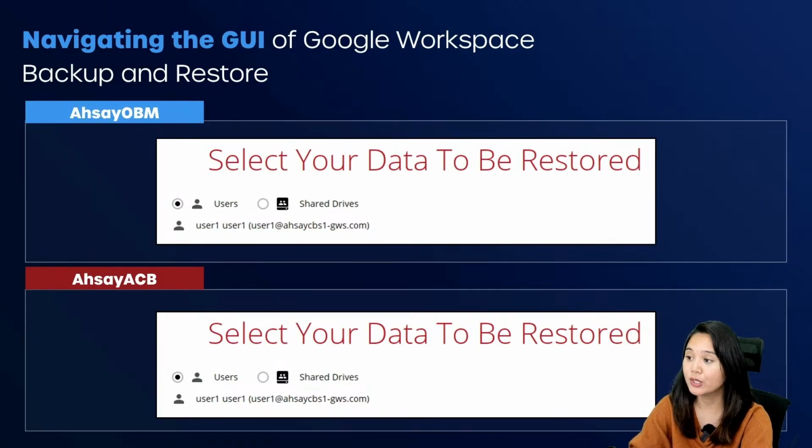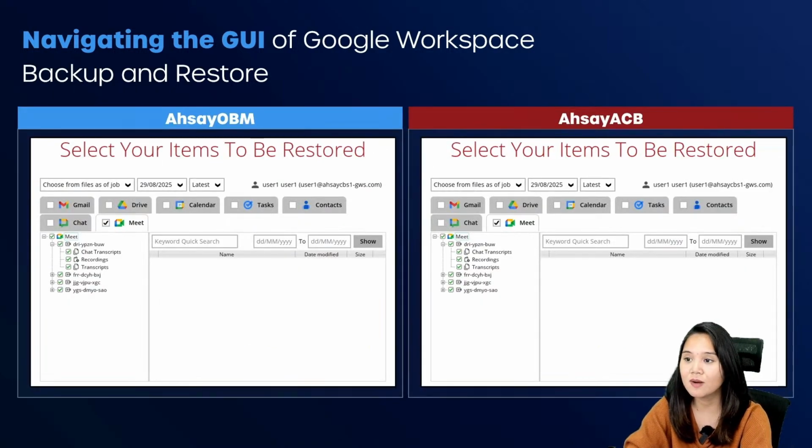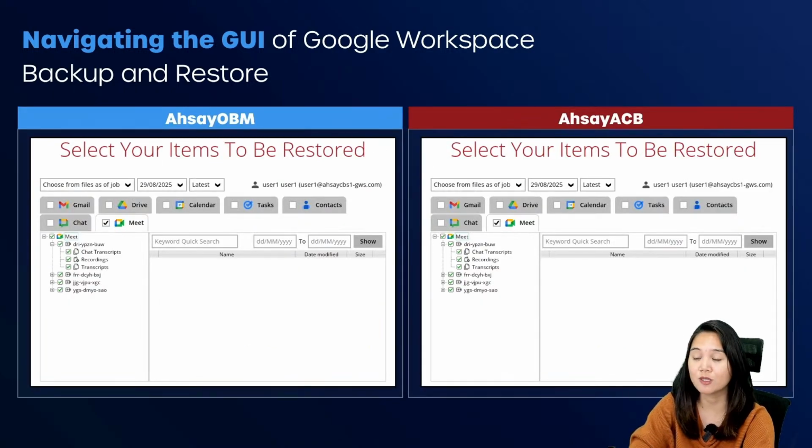So selecting a user will proceed to the selection of Google Workspace data components, while selecting shared drives will only display and allow you to restore files and folders from shared drives. You may easily select which Google Workspace components to restore, whether the whole data component or just specific files or data under the component.